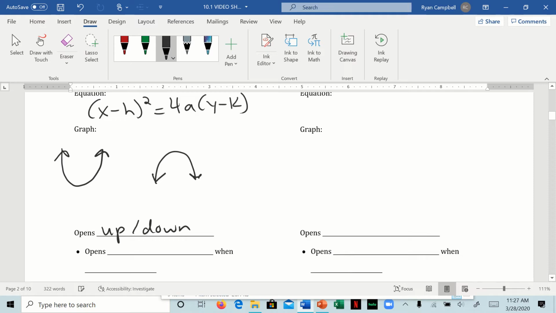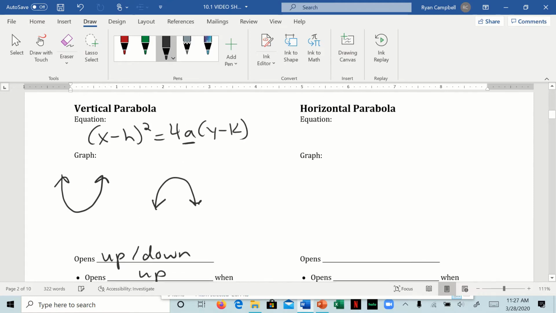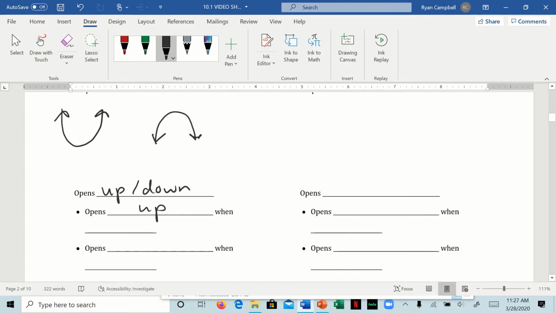If it opens up, it's because a, this number in front of the y minus k, is positive. It opens down if that a is negative. So you can kind of think positive people smile, so that's why it goes up. Negative people frown, so that's why it goes down.